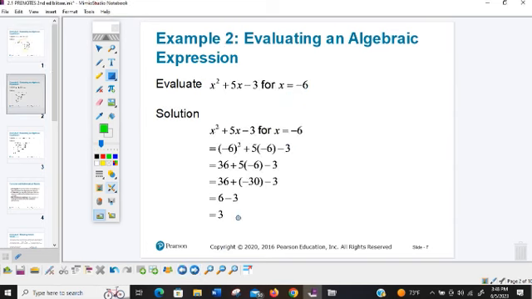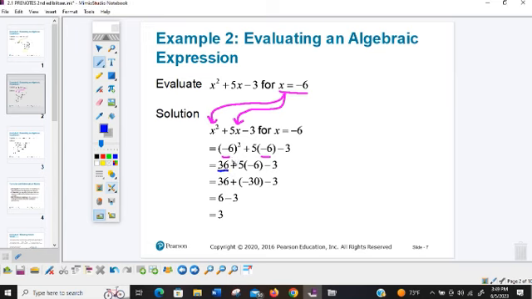Let's try another one. On this one, we have x squared plus 5x minus 3. And they want us to solve this when x is equal to negative 6. So we are plugging in a negative 6 right here for the x squared, and we are plugging in a negative 6 right here for this x. Okay, so we get negative 6 squared plus 5 times negative 6 minus 3. We have no parentheses, so we're going to start with the exponent. Negative 6 times negative 6 is a positive 36.